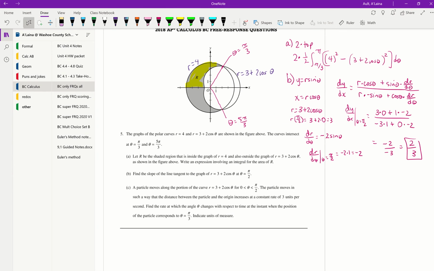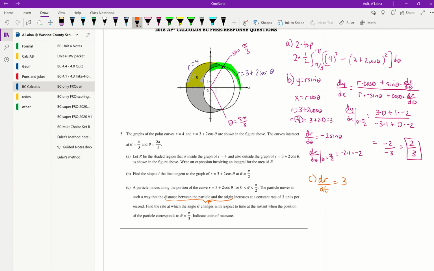Part C, a particle moves along the portion of the curve for the limacon, r equals 3 plus 2 cosine of theta from 0 to pi over 2. So we're starting here and we're moving to here, essentially. The particle moves in such a way that the distance between the particle and the origin, what is this? The distance between the particle and the origin? That's r. That's the radius. Remember, these are all formed by radii that are changing. r increases at a constant rate. They're telling us the rate of change of r with respect to time because it's 3 units per second.